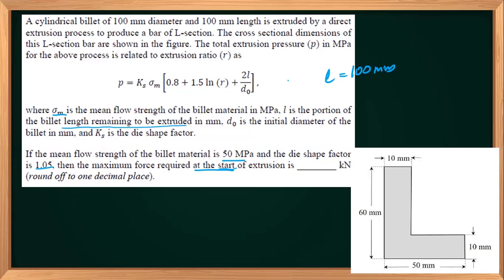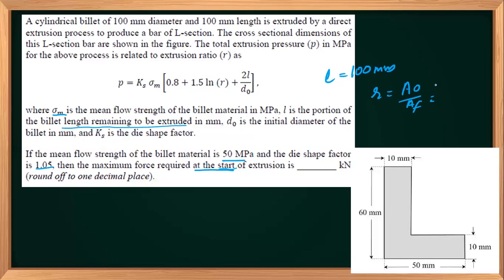So L we know, D0 we know. These two things are given. The only thing we have to find out is R. What is R? R is nothing but our extrusion ratio. Can we find out the extrusion ratio? What is extrusion ratio R? It is nothing but the ratio of the areas, right? Area ratio. So this is nothing but A0 by AF, A original by A final.